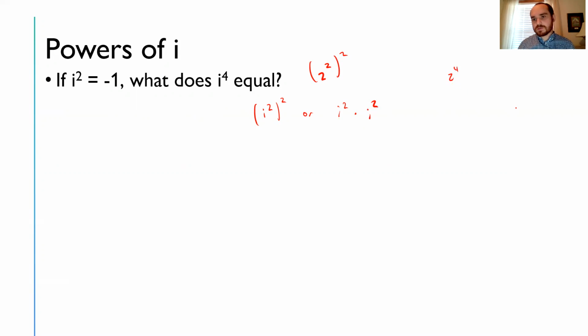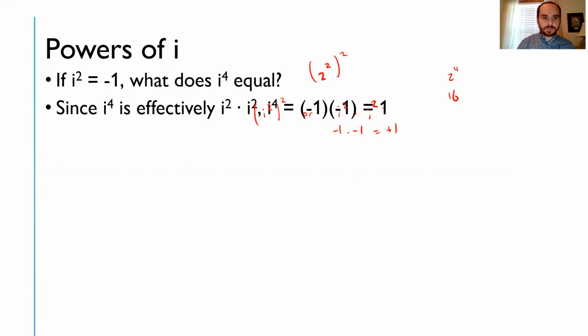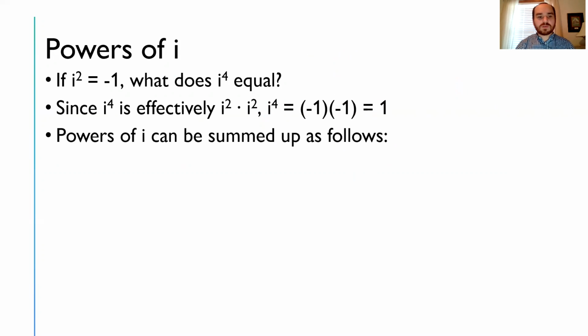So 2 to the 4th is 2 times 2 times 2 times 2. So I mean, this is 16. 2 squared is 4, 4 squared is 16. So these are the same thing. In this case, since we're using i, we have i squared is -1 times -1. -1 times -1 is +1. So yeah, since i to the 4th is effectively i squared times i squared, i to the 4th equals -1 times -1, or 1.